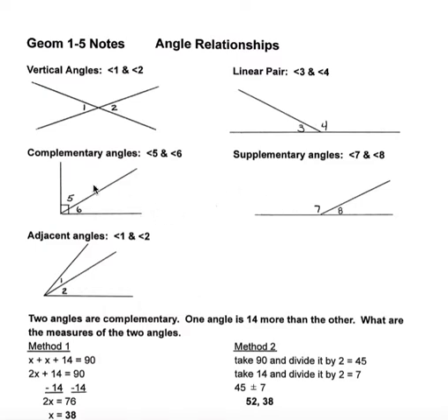Now, complementary, what do you think they add up to? Good, 90 degrees, right? We got our box. Complementary adds up to 90. So if 5 were 50 degrees, 6 would be 90 minus 50, or 40 degrees. Another way to remember besides sup 180, comp 90: comp comes earlier in the alphabet, so it's a smaller angle. That's 90 degrees. Sup is 180.